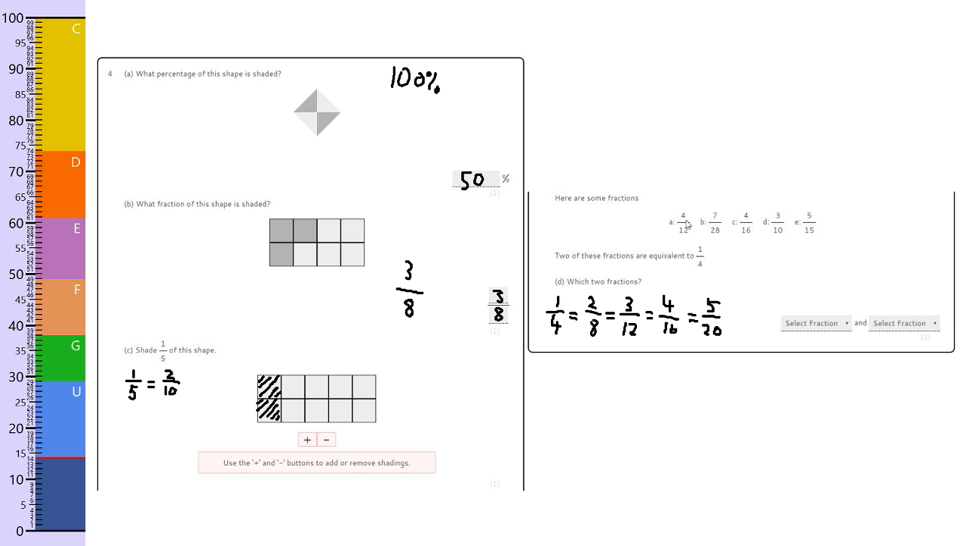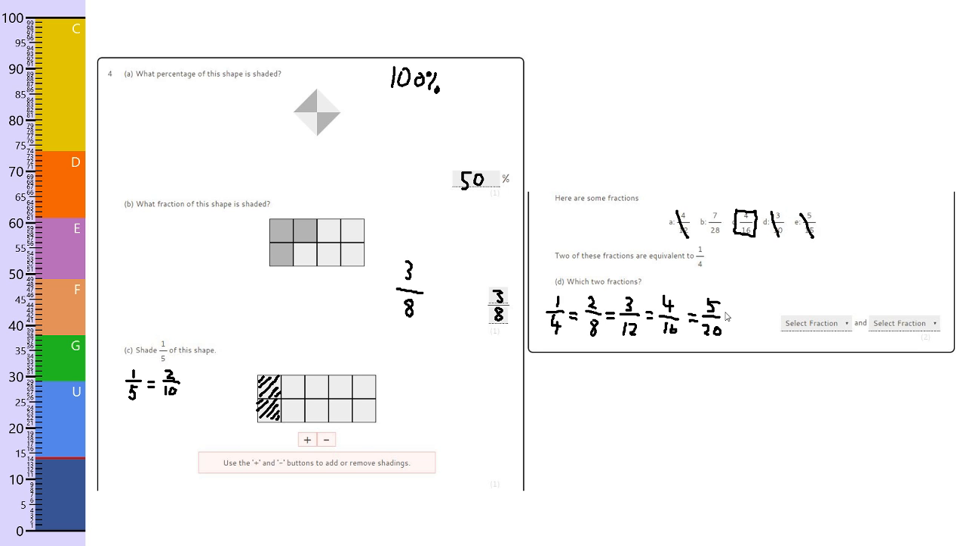So 4 over 12, well, that's not going to be right, because it's 4 over 16. 7 over 28, well, we're not sure yet on that one. 4 over 16, well, that's perfect, because that's in our list. And 3 over 10, that's not in our list, it's 3 over 12, so that's not going to work. And 5 over 15, well, it's 5 over 20.